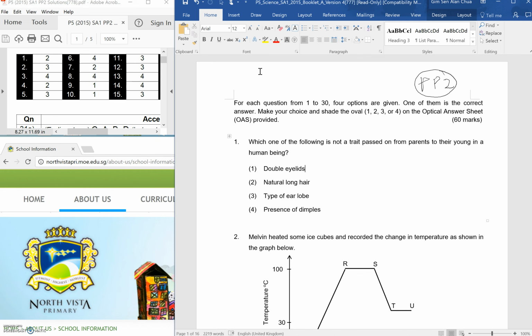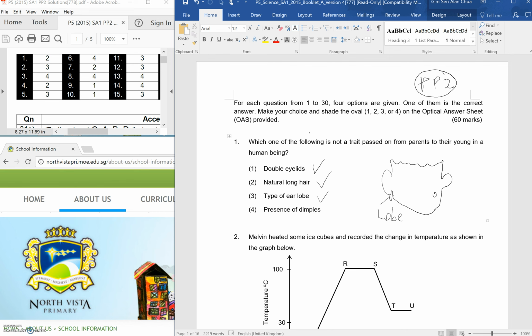Right, so let's start. Which one of the following is not a trait passed on from parents to their young in a human being? Right, so we use the technique of elimination to help us solve this problem. With double eyelid, natural long hair, type of earlobe, which is over here. This is the earlobe, and then presence of dimple, and dimple usually you can find that in the face, right?